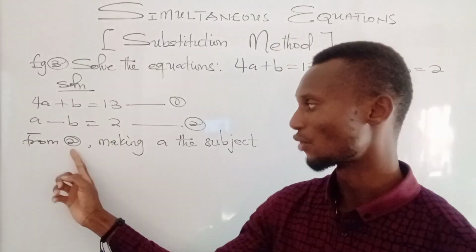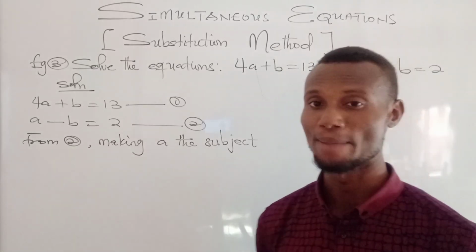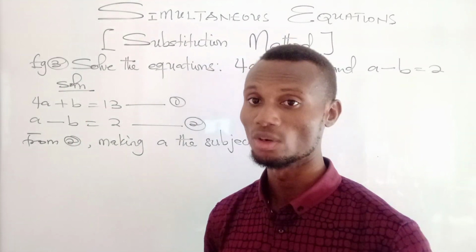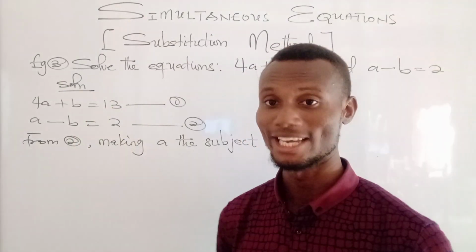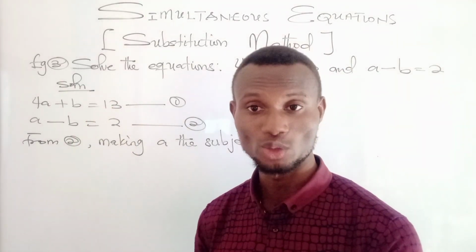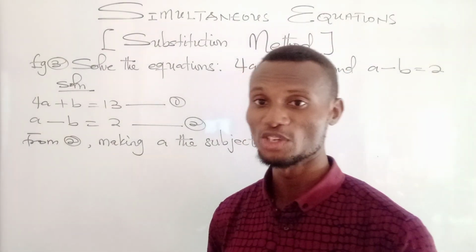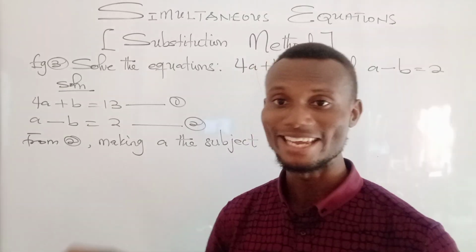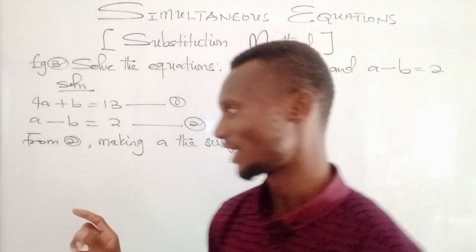Okay, so from equation 2, making A the subject, and making A the subject means that I have to make A stand alone in the given equation. Everything which is attached to A, I'm going to move it away so that A can stand alone in the given equation, and that is me making A the subject. So let's go ahead.